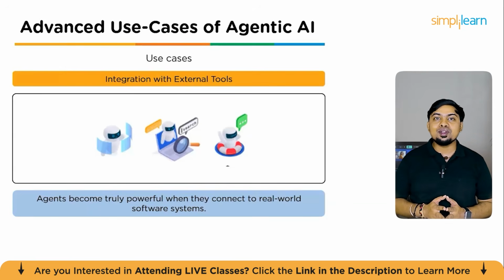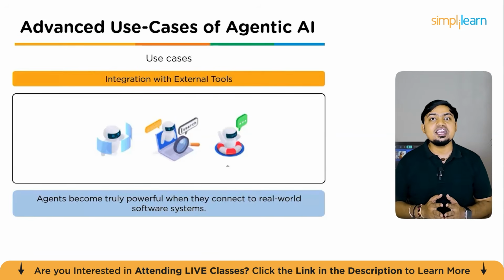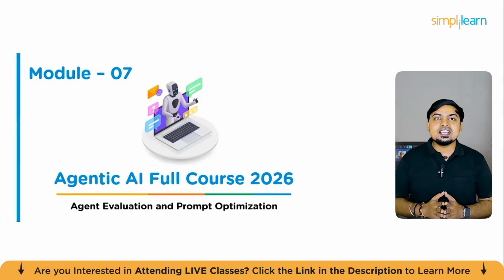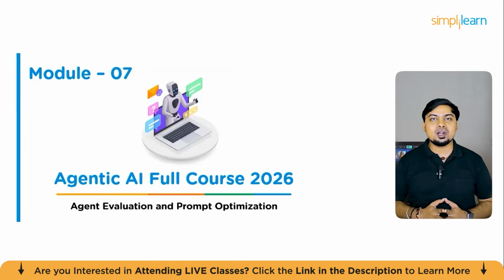Now that you have seen how agentic AI is applied in advanced real world scenarios, from autonomous research to multi-agent collaboration and enterprise automation, the next step is understanding how to measure and improve these systems. Now, in the next chapter, we will focus on evaluation and optimization, where we analyze agent performance and learn how to increase reliability and efficiency. And this is critical for deploying production grade agentic systems and solutions. Now, the next chapter is about agent evaluation and prompt optimization.